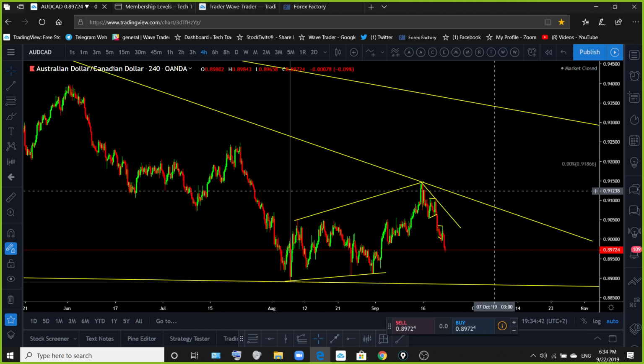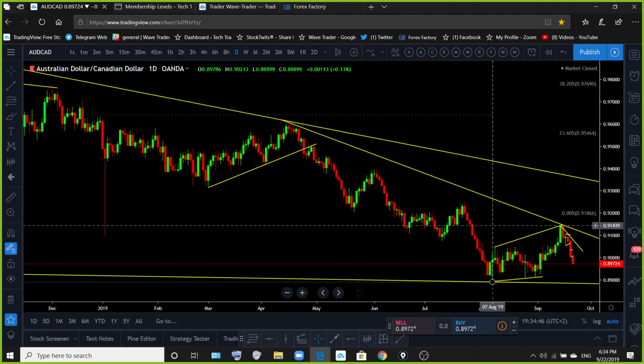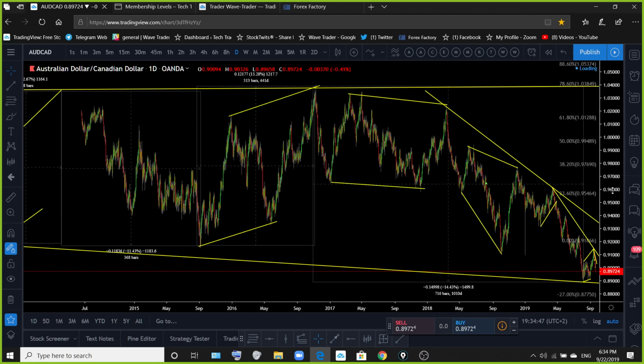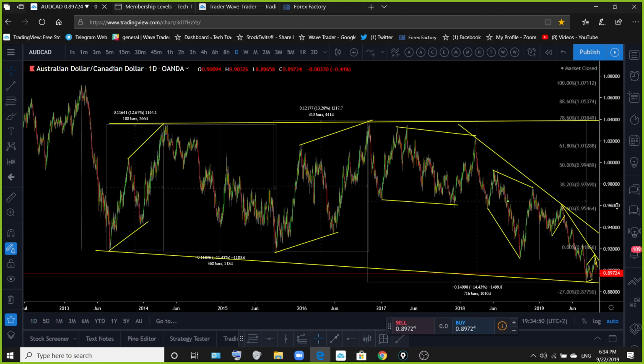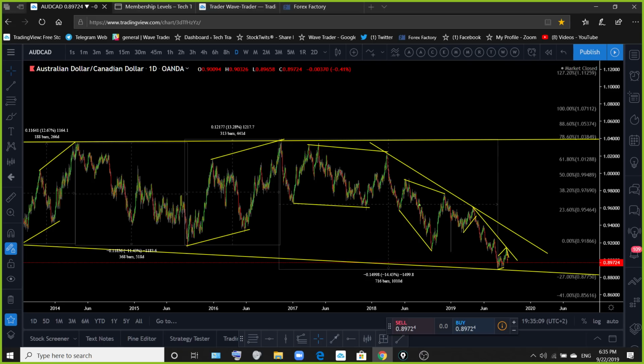All right, so Aussie CAD is very much similar to the other Aussie pairs. We were anticipating this pair to get back down to the bottom, so it's going down. That was a good opportunity last week because the market wasn't moving a lot. We had a lot of sideways movement, and that was a good opportunity compared to the other opportunities.